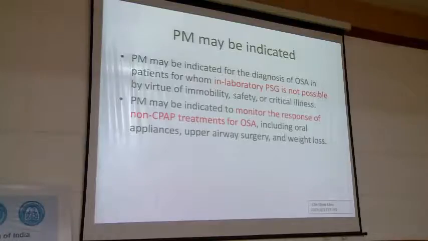It can be done in certain patients where the in-lab study is not possible because of the patient's illness, there is some critical issue, or the patient has immobility, and some patients may have a safety issue. In that case you can go for that.